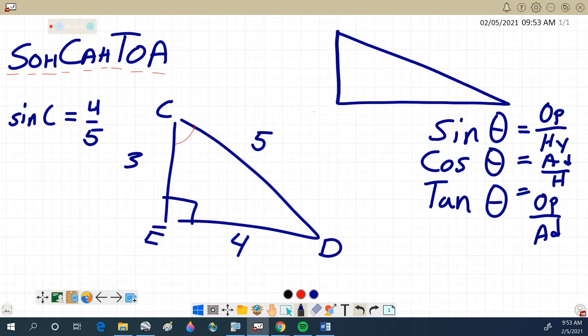Okay? What about the tangent of D? So I'm going to focus on angle D. I'm down here. And I need the O side and the A side, because tangent is O over A. Which side is opposite angle D? 3. And which side is adjacent to angle D? 4.